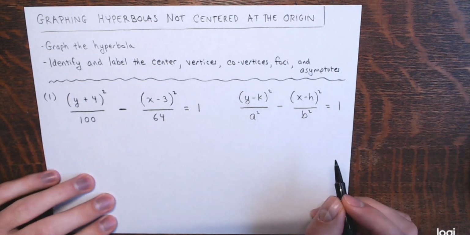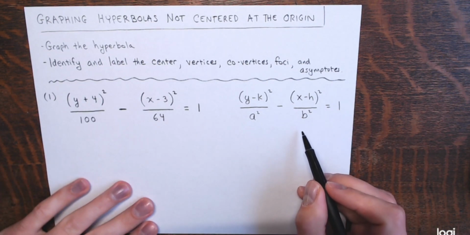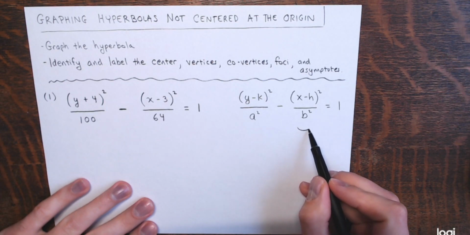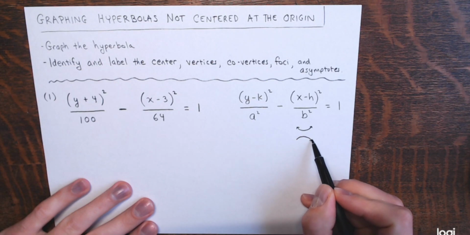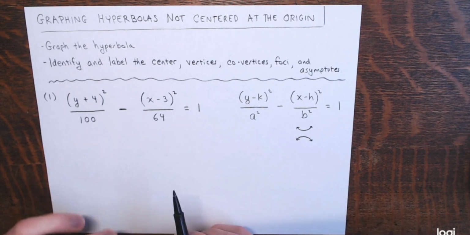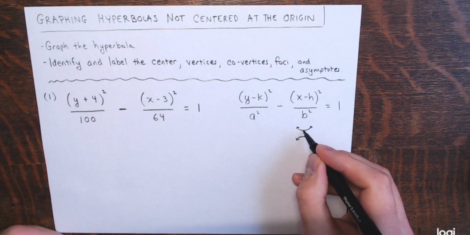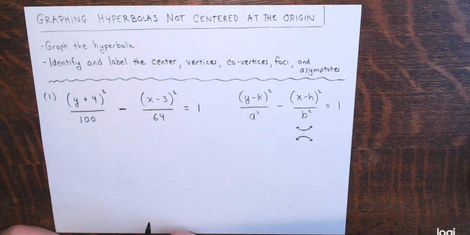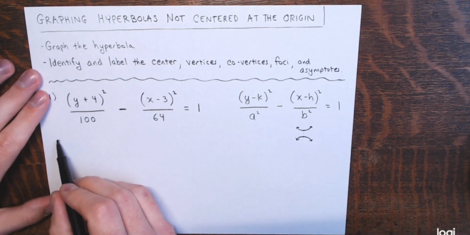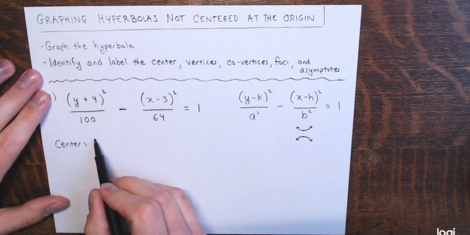Here, and when we graph this, the curves should be opening up and down. The hyperbola will look like this. The transverse axis is vertical. Wherever the center is, the vertices are above and below the center. All right, well, the center should be the easiest thing to identify if the equation is in standard form, like this one is here, h comma k.